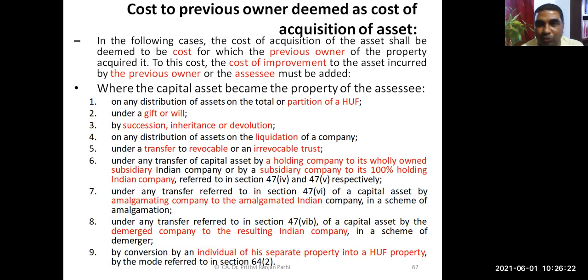In these kinds of situations, where the owner has acquired the asset through some other means, the cost to the previous owner shall be considered as the cost of acquisition. You have to keep this in mind, and these things are provided in section 49. Got it? Are you getting me?